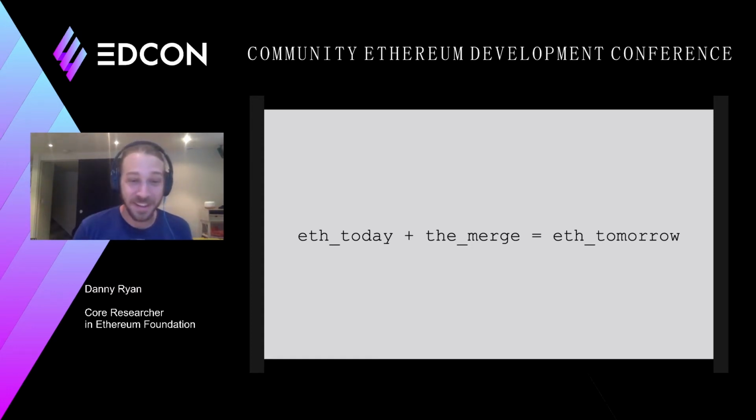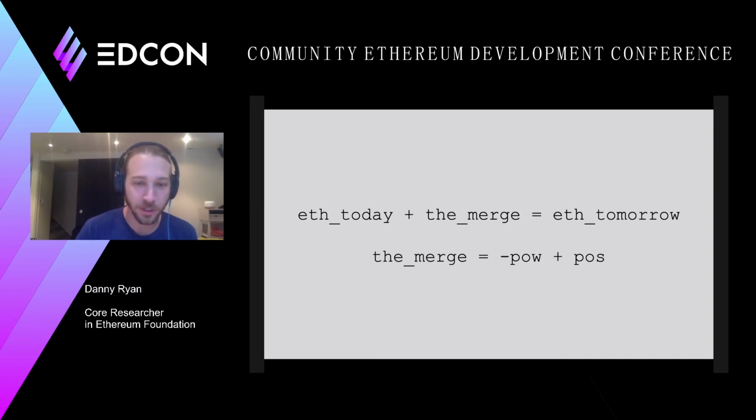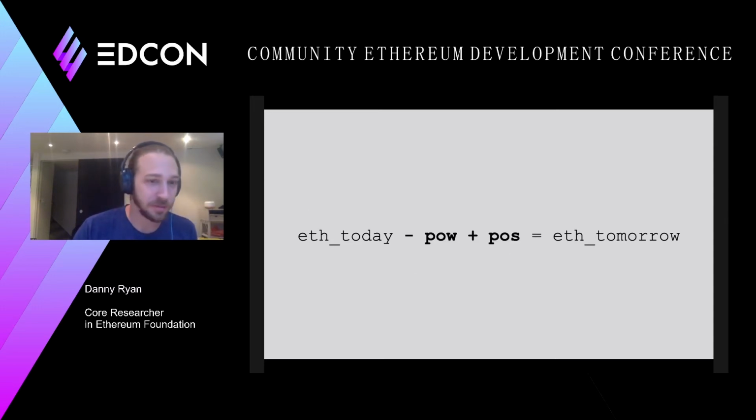So let's think about another truism. ETH today plus the merge equals ETH tomorrow. So we have Ethereum today. We're going to go through this process called the merge. That's probably the major next upgrade coming, and then we'll be at ETH tomorrow. So what is the merge? The merge is the subtraction of proof of work and the addition of proof of stake. Simple enough. So ETH today minus proof of work plus proof of stake is ETH tomorrow.